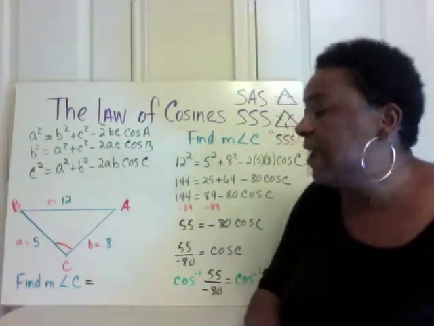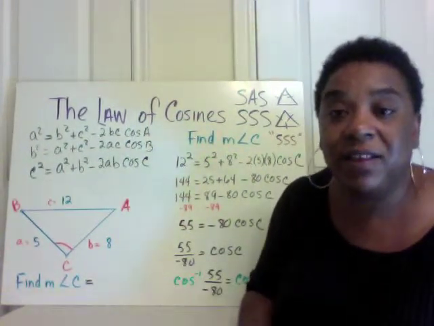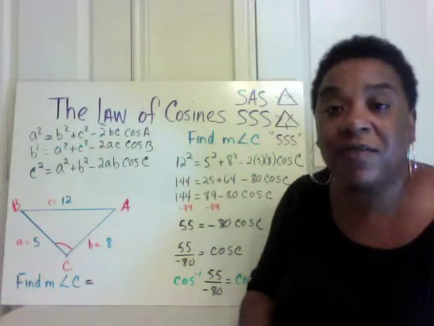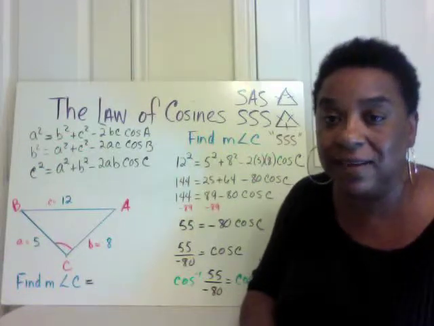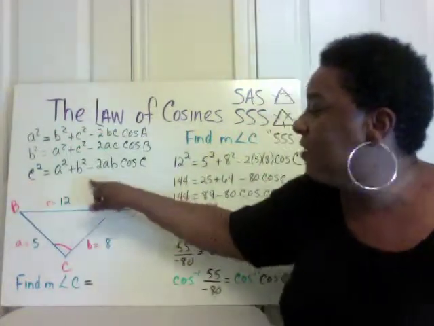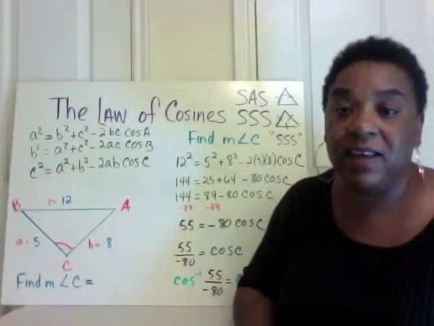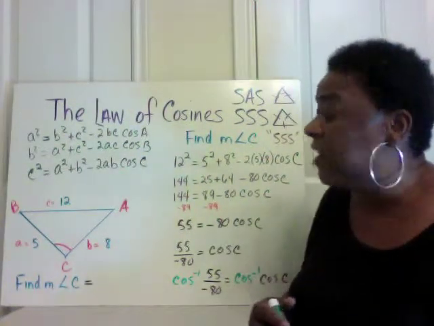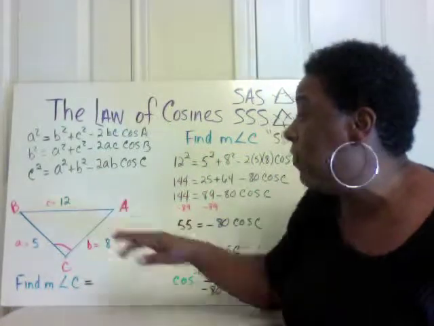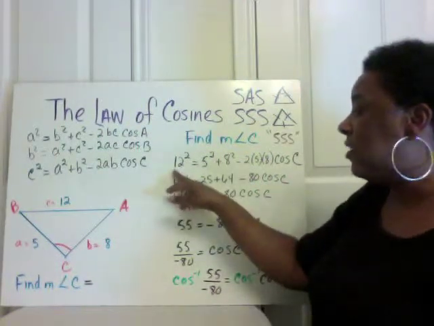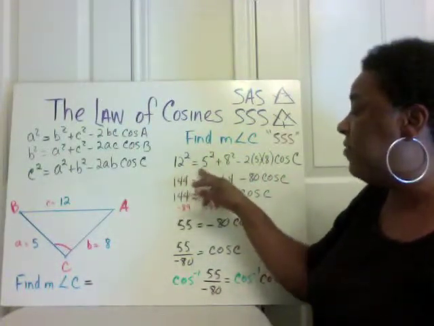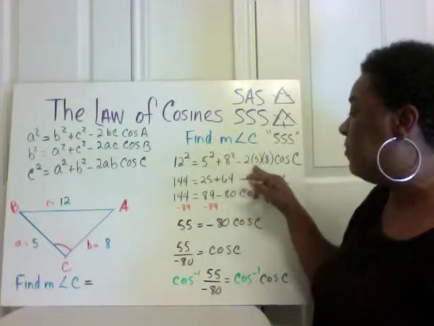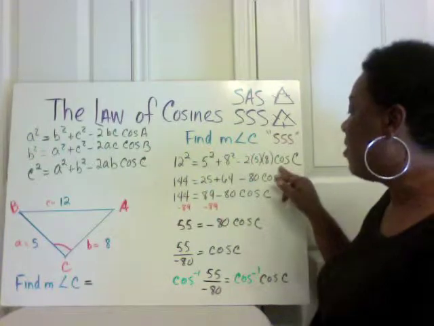Now here we have a triangle where we are given the lengths of three sides of the triangle. And we want to find the measure of angle C. So we'll use this last formula to help us find the measure of angle C. So substituting in the information that we have into this formula, we write 12 squared is equal to 5 squared plus 8 squared minus 2 times 5 times 8 times cosine of C.